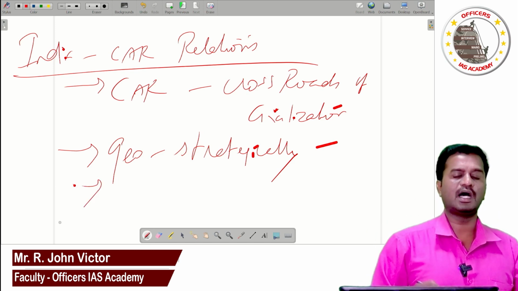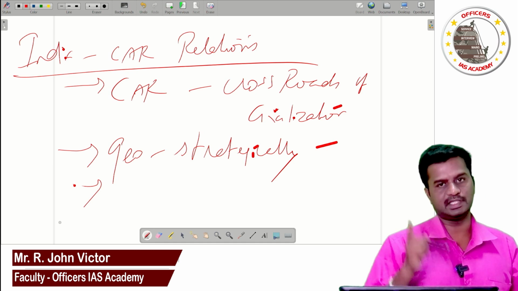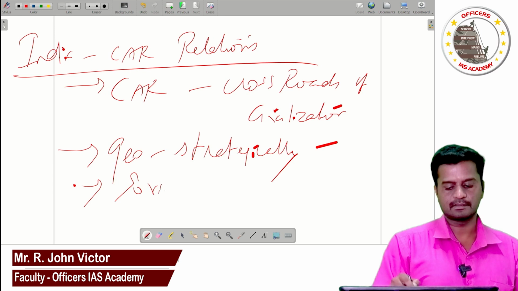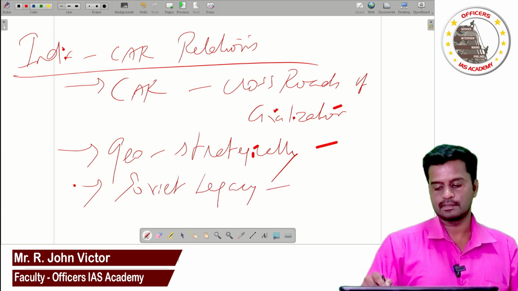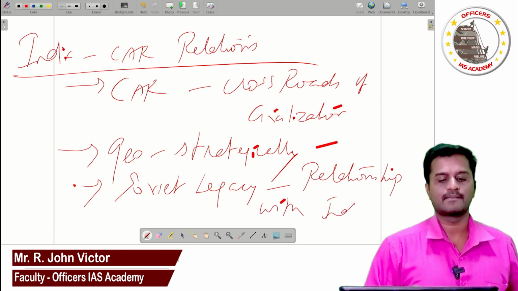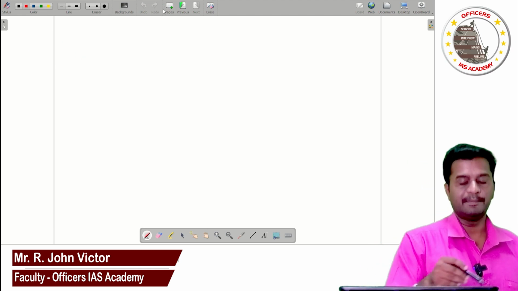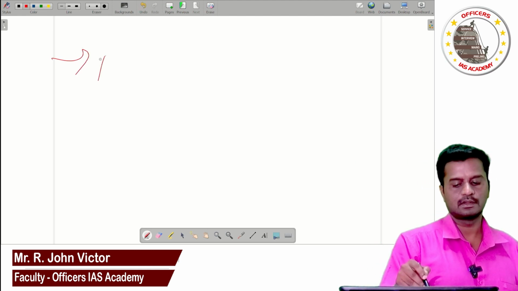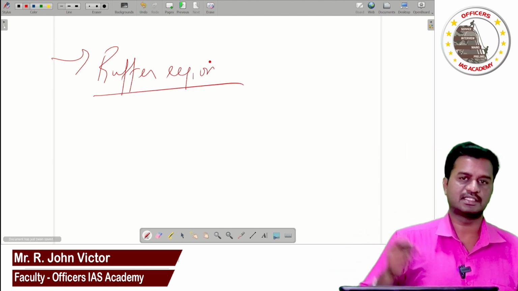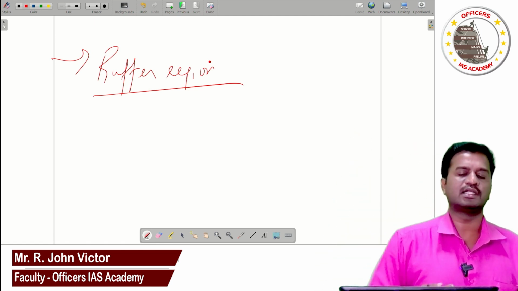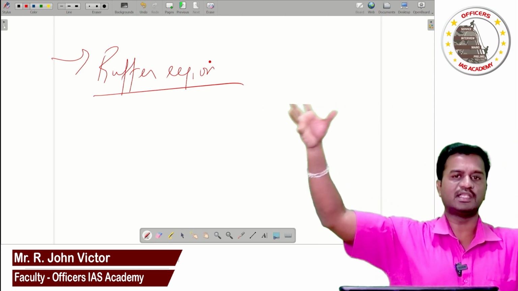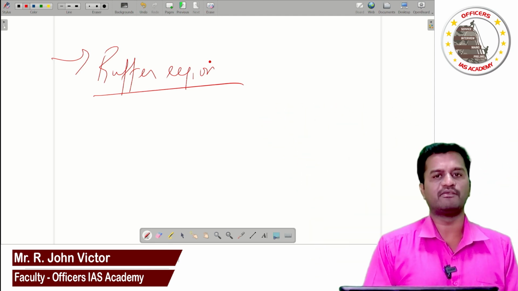Next, India had an earlier legacy with the CARs. Okay. So this relationship can be seen through the earlier Soviet legacy, the Soviet relationship with India. Then mention the concept of buffer region. The CAR region is a buffer region. A buffer region is a region or a state that is located between two other geopolitical regions. The buffer region is influenced by the politics of the two other regions or states. This concept is called buffer region or buffer state.